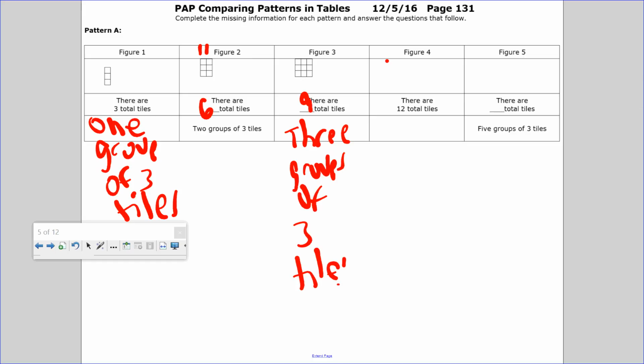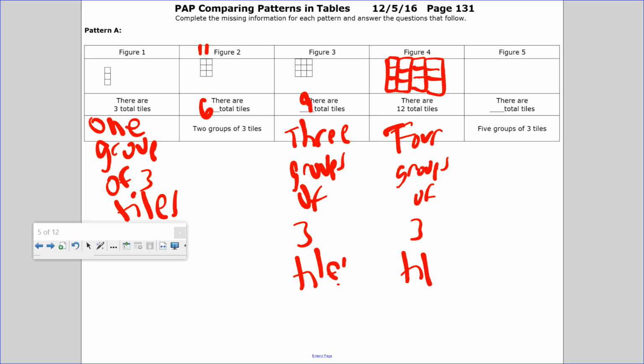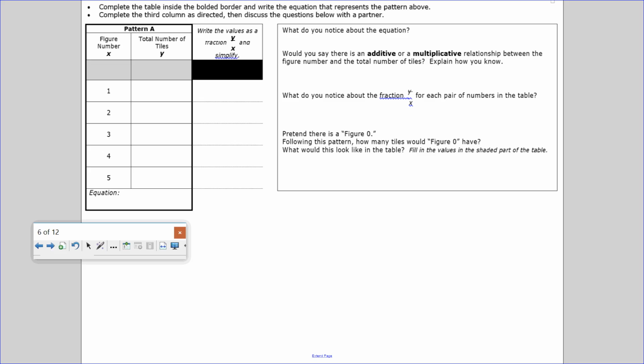Figure 4, oh, I have to draw it now. So let's see. 1 group, 2 groups of 3 tiles, 3 groups of 3 tiles, four groups of three tiles. And figure five has one group of three tiles, two groups, three groups, four groups, five groups of three tiles. There are 15 tiles, five groups of three tiles. So complete the table in order to write the equation with the pattern above.